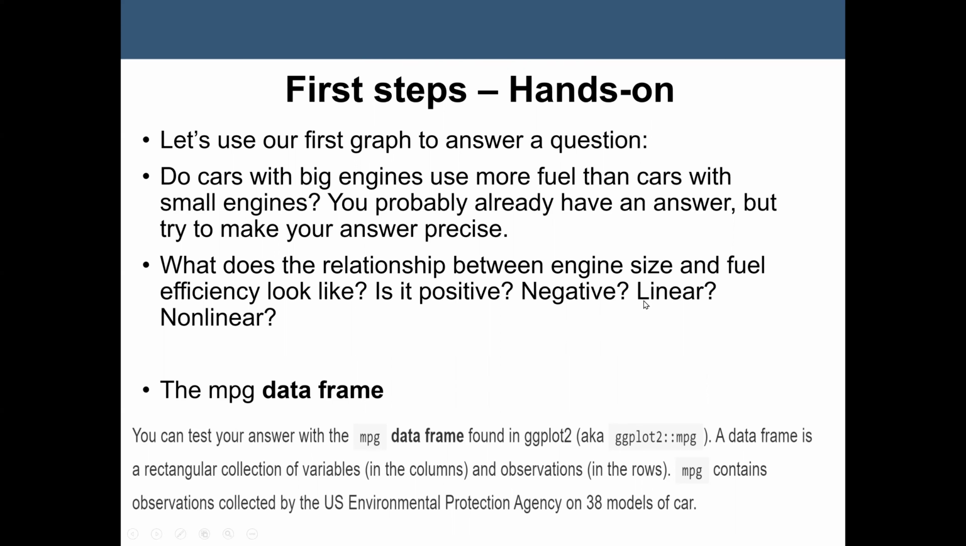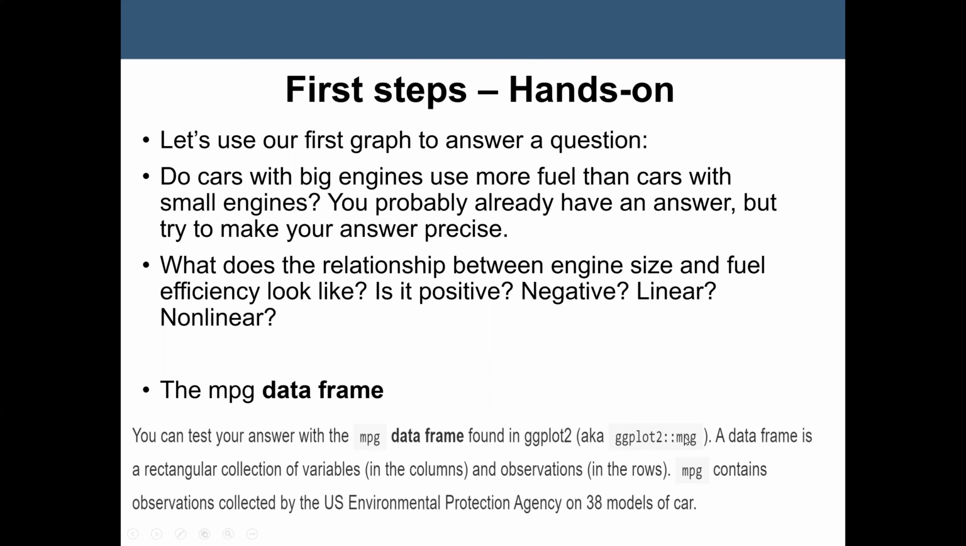And if it's linear, the linear can be linear positive or linear negative. It just means that the graph is a straight line. That means it's increasing in constant order. And non-linear can be increasing exponentially or not exponentially, logarithmic, can be any non-linear function. So again, the data we're going to use is called the mpg data frame. So here we say we can test our answer with the mpg data frame found in the ggplot2 package, also known as ggplot2 double colon mpg.